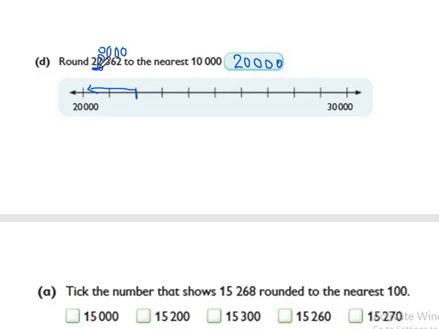If instead of 2 you are having 5 or more than 5, for example, the same question is 25,362. You want to round it to the nearest 10,000. So you check the number in the 10,000s place, that is 2. When you look at the next number, it is 5 or more than 5. It is 5. So you have to add 1, so it becomes 3. So you need to round it to 30,000. This is how you can solve this question even without the number line.